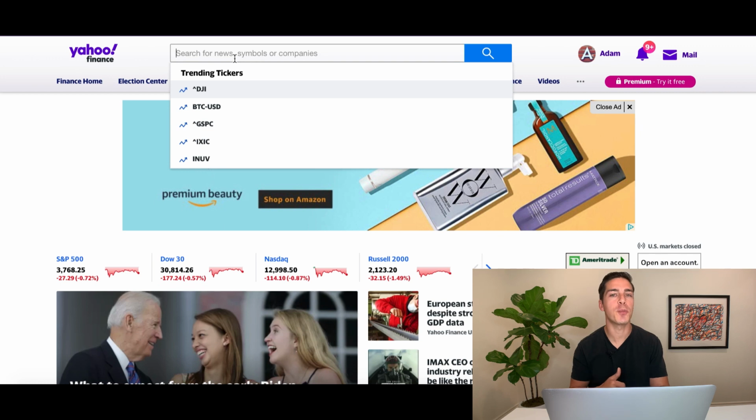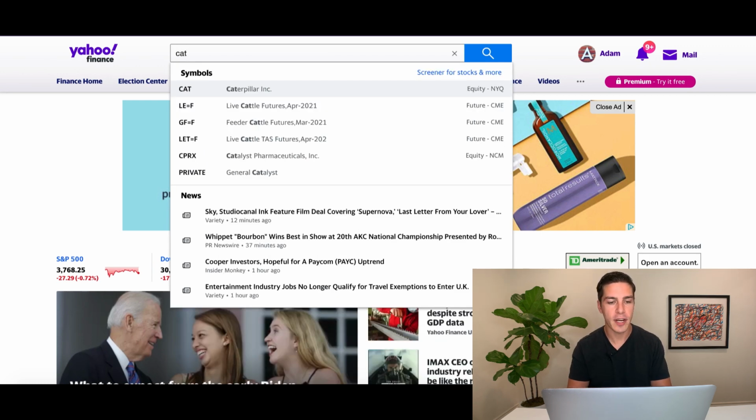So in the search bar, you can either search the company's name or you can search the ticker symbol. So the ticker symbol is just a series of letters that represent the company that you're trying to look into. In this case, we're going to use Caterpillar as the example for today. All right, as I type it in, you will also see that the ticker symbol will be on the left side and the full name of the company should be on the right. So we'll open up Caterpillar.